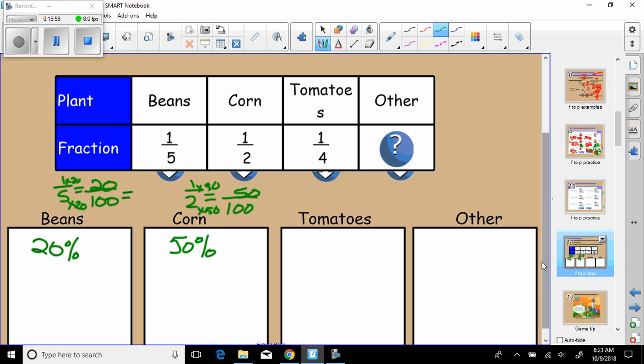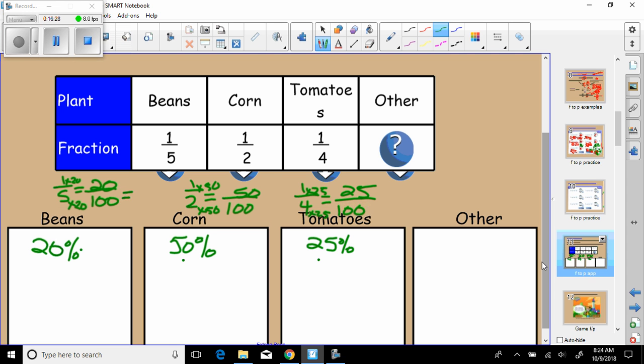Now we have tomatoes. Some of you guys might already know this and not even have to figure it out. Some of you already know that 1/4 is 25%. So 4 times 25, because there's 4 quarters in a dollar. Multiply 25 there, and we get 25 100ths, which equals 25%. So now we have corn at 50%, tomatoes at 25, and we have beans at 20.